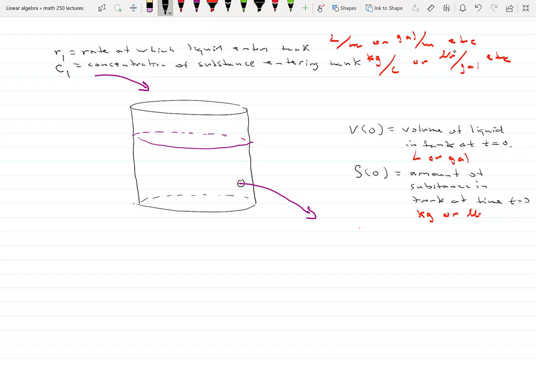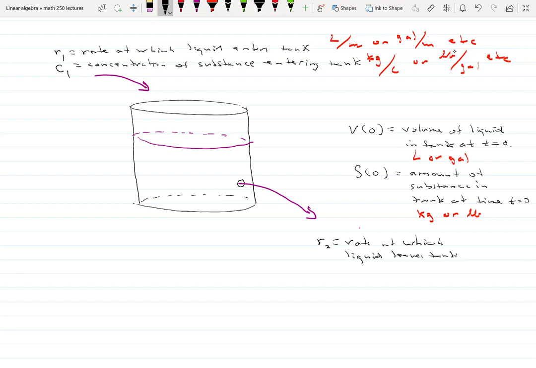Simultaneously again, liquid will be allowed to leave the tank. Let's say at R2, so this is the rate at which liquid leaves the tank. So if liquid is leaving the tank more slowly than liquid is entering the tank, then the volume of the tank is going to increase. So if the rate in is more than the rate out, then the tank will overflow eventually. It's like a bathtub.